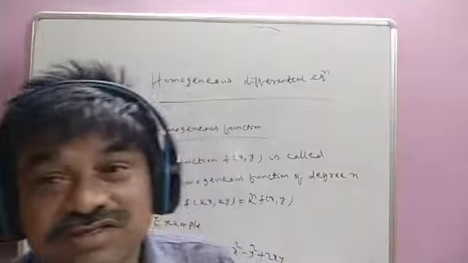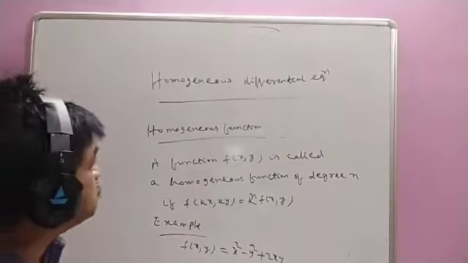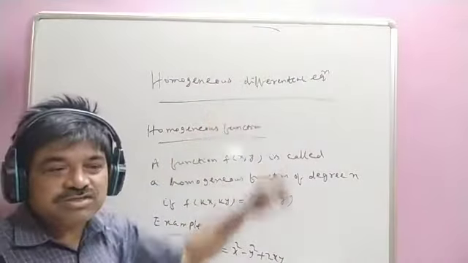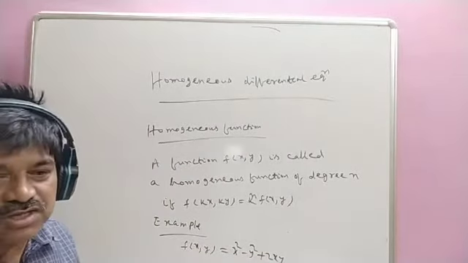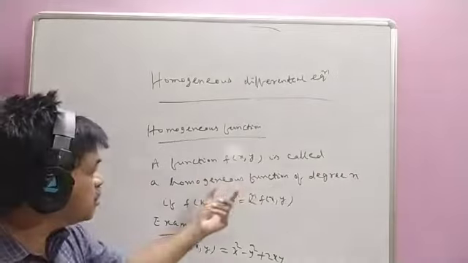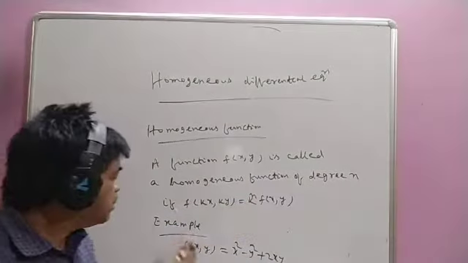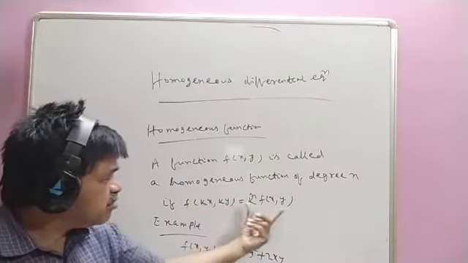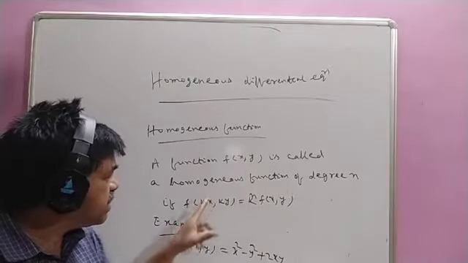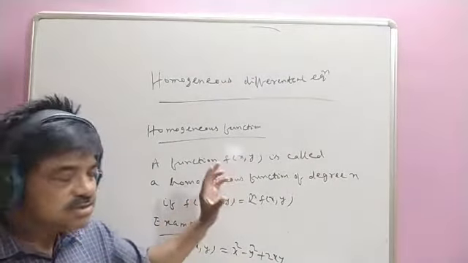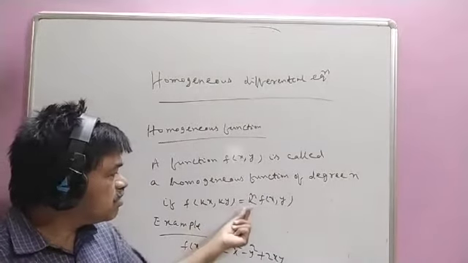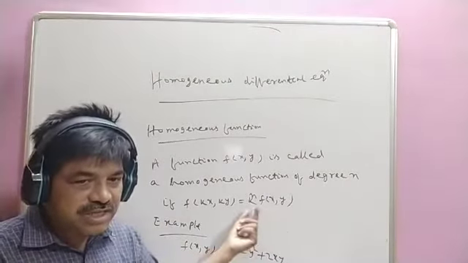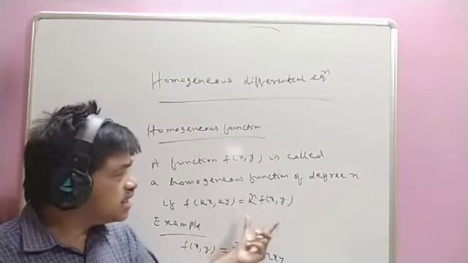Okay. So now we shall start homogeneous differential equation. Before discussing homogeneous differential equation, let us discuss homogeneous function. What do you mean by homogeneous function? A function f(x,y) is called a homogeneous function of degree n if f(kx, ky) equals k to the power n times f(x,y). This means if we replace x by kx and y by ky in the given function, and it converts into k to the power n times the given function, then it is a homogeneous function in x and y of degree n.